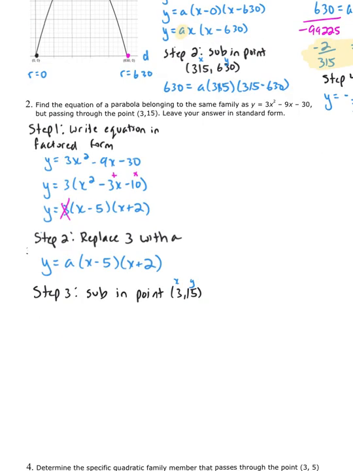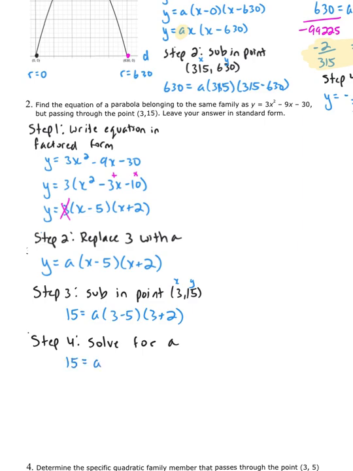So now the steps are similar to what we did in question 1. We have the equation in factored form, but we still need to find a. To do that, we substitute in another point into the equation and then solve for a. So in step 3, I'm going to write 15 for y equals a, and then 3 minus 5, 3 plus 2. So I'm going to solve for a in step 4.